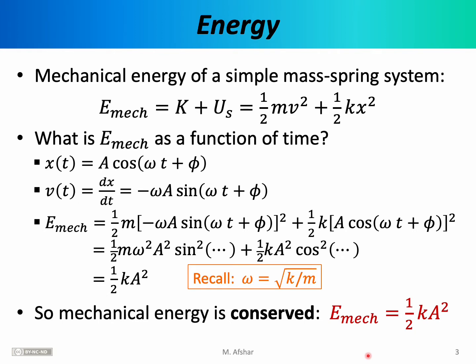This shouldn't be surprising. After all, we're talking about a simple mass spring system. We're assuming there's no friction, there are no resistive forces, so we expected the energy to be conserved, but it's nice to be able to prove that fact, and it's nice to be able to calculate that conserved energy.